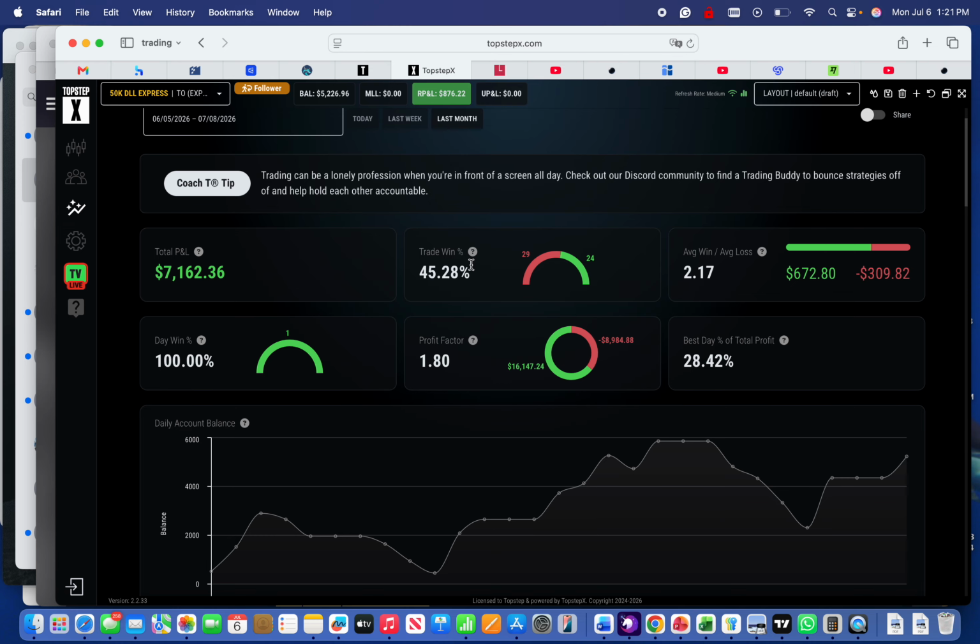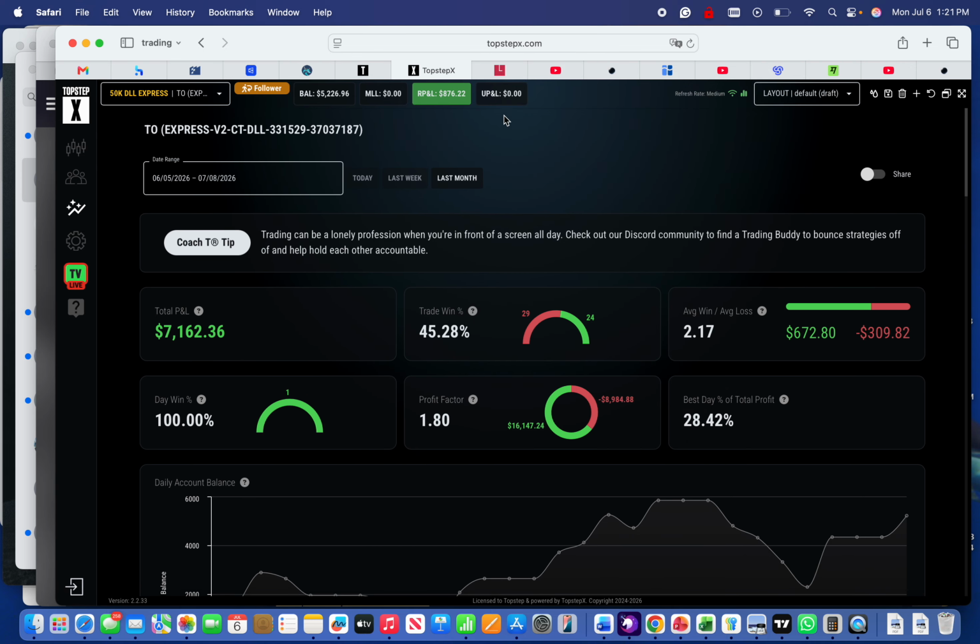It's usually around 50% win rate, but my risk to reward factor is usually around 1 to 2, all the way up to 1 to 5, 1 to 6. I've hit 1 to 10s before. So let's go ahead and get into it.